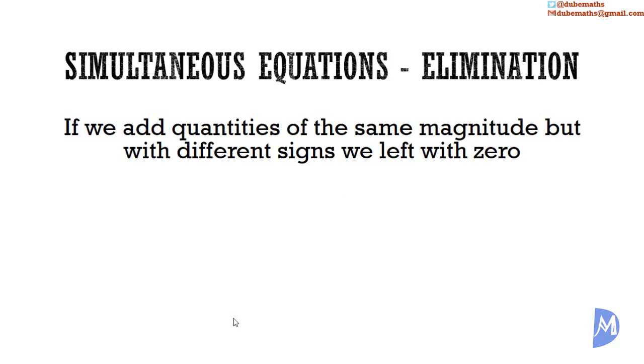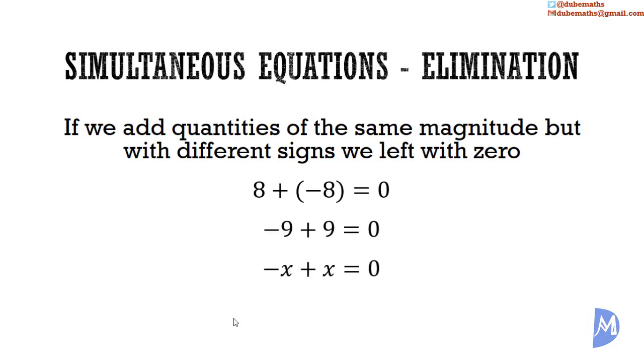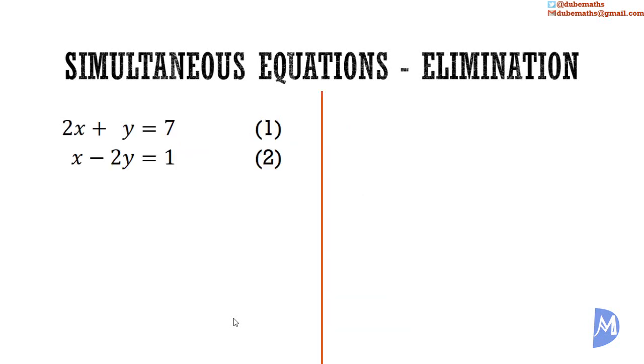And if we add quantities of the same magnitude but with different signs, we also get 0. For example, 8 added to negative 8 gives 0. Negative 9 added to 9 gives 0. Negative x added to x gives 0. And 7y added to negative 7y also gives 0. Here we see that if the magnitude of the coefficient is the same, but they have different signs in the two equations, we can add the two equations together to eliminate that unknown. Let us look at how this is done using an example.